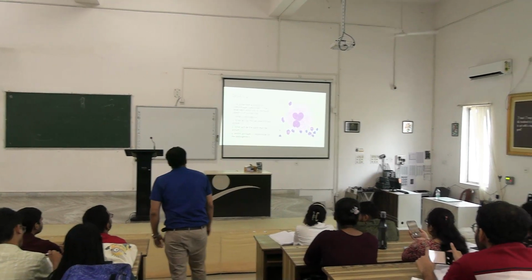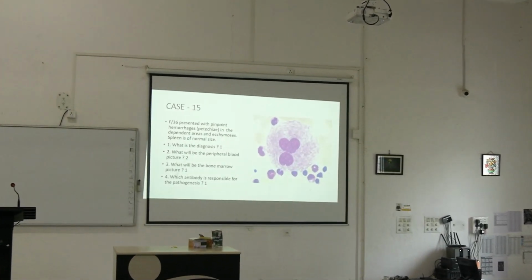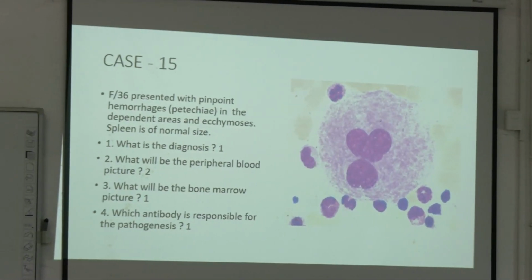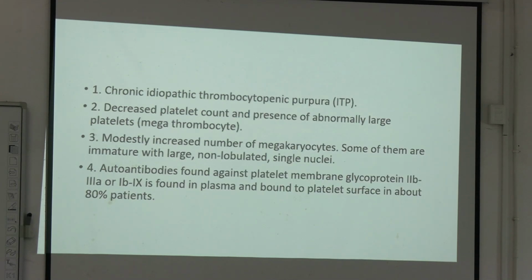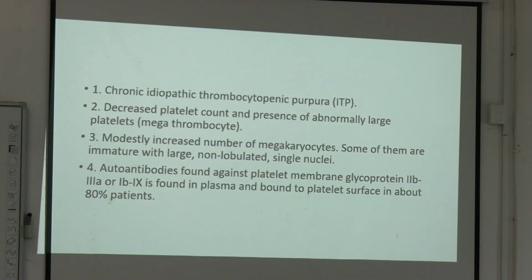What is this? Thrombocytopenia, what are you seeing to say that? ITP. So what are these platelets? Giant platelets. So this is a case of chronic immune or idiopathic, but now generally it is called immune, chronic immune thrombocytopenic purpura.